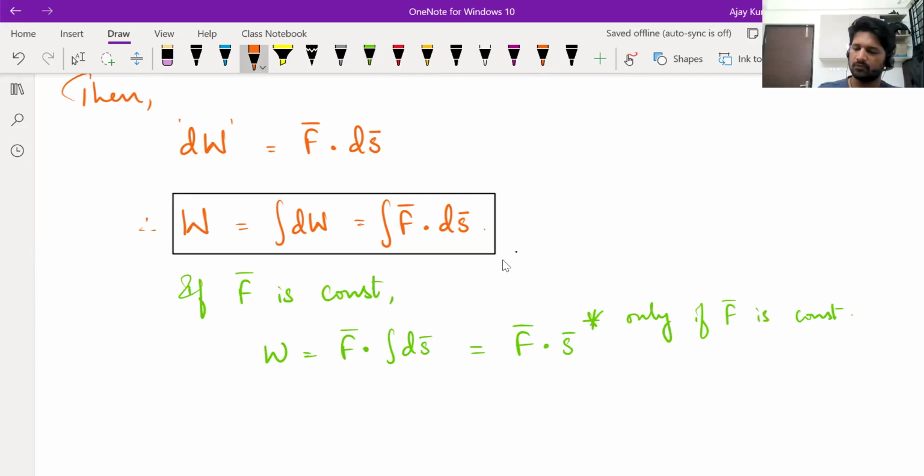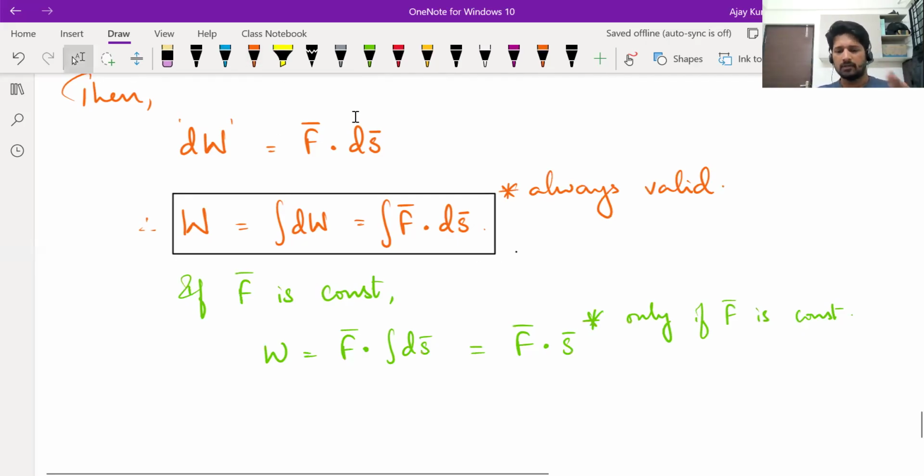Generally, this is how you calculate work. This is always valid. Whether the force is constant or variable, this is one formula for work which is always valid. If it's constant, you can put force outside the integral, otherwise don't put.